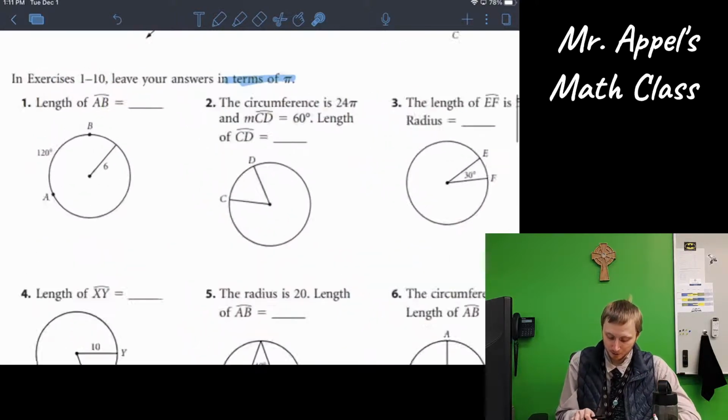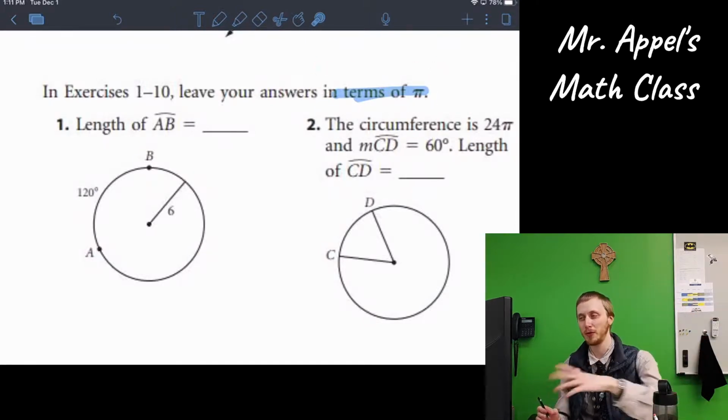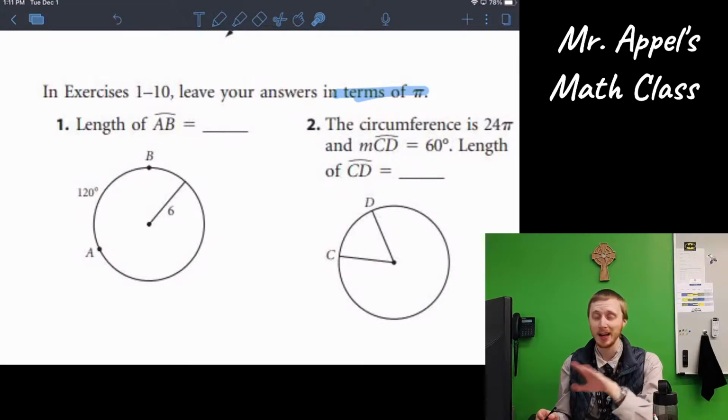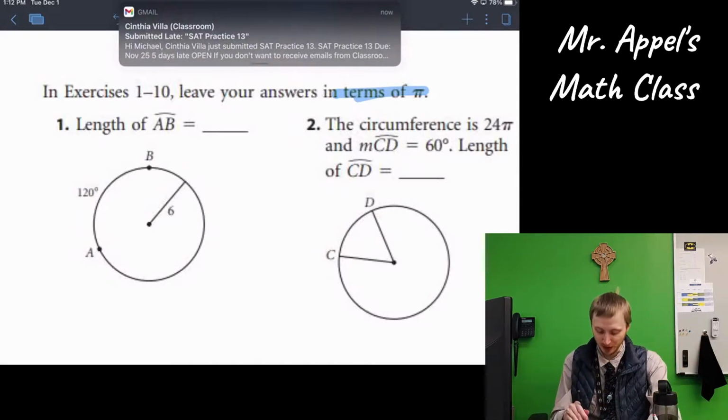Do notice, the directions say leave your answer in terms of pi. Do not plug in 3.14 into your calculator. Leave pi alone. Treat it exactly as you would some unknown variable. Just leave it as x, all right, in terms of x.